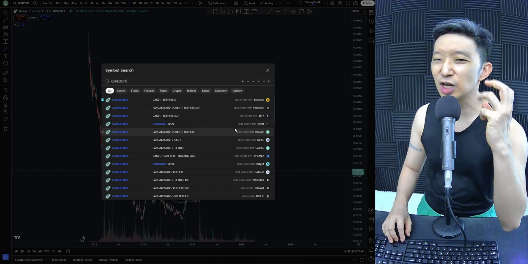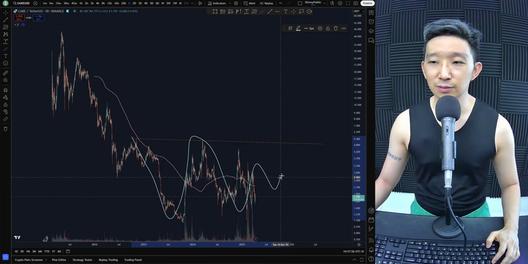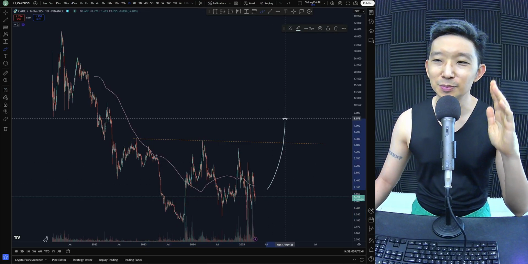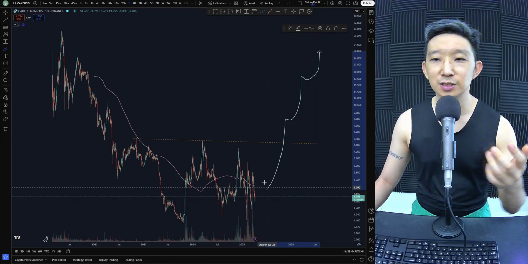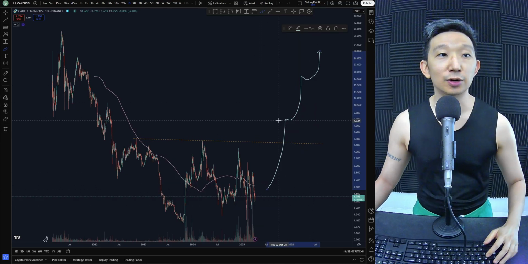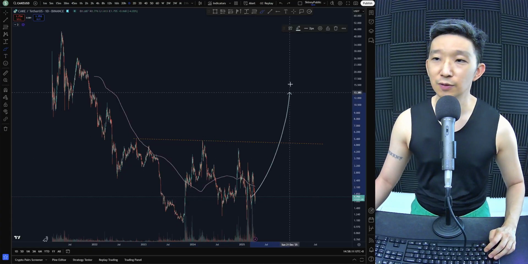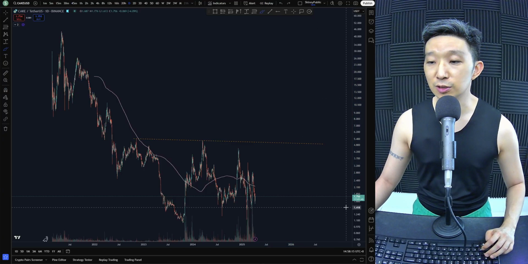PancakeSwap is in a gigantic squeeze, right? Very, very big squeeze. And there are 3 levels to this. First level is about $8, that's sub $10. And then after that, sub $20, and then after that, sub $30. 3 levels up for Cake. So it's in a huge accumulation, and I think that eventually the potential is there for sub $30.